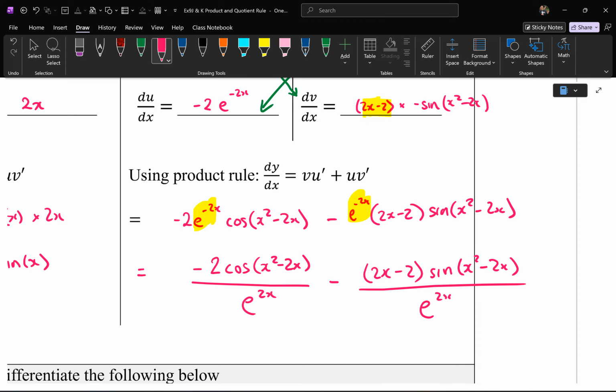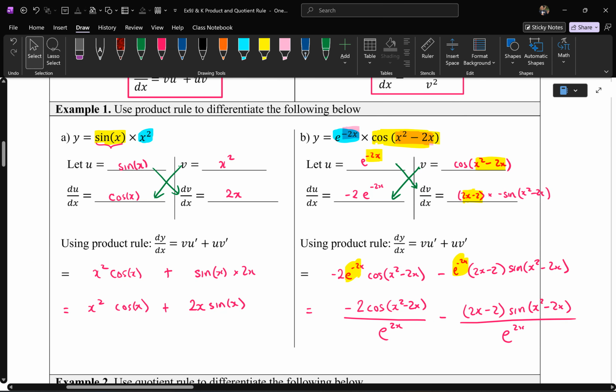Technically, you can combine them, okay, because they have the same denominator. So I just did index laws, just flip that to the bottom with the positive power, flip it to the bottom, positive power. These are times, so it's okay. And since I'm subtracting the same denominators, technically you can group them as one. All right. That was product rule.